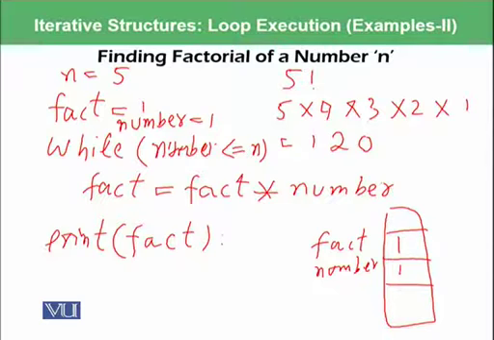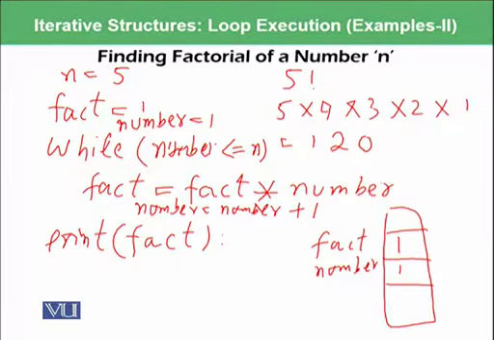And then we should move this number by one value. Number is assigned number plus 1, which we learned in one of the previous modules, that we should move the variable towards the termination condition. So next time this number will be 2. Then 2 will be multiplied by 1 and the result will be stored in fact. So at that time the fact will have the value of 2.